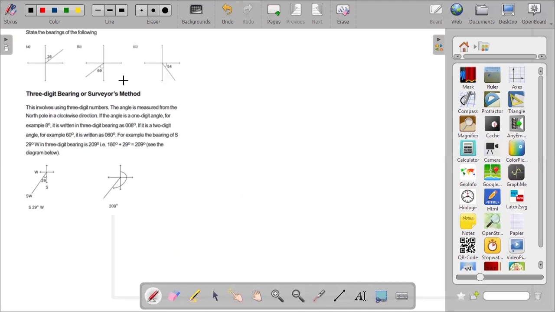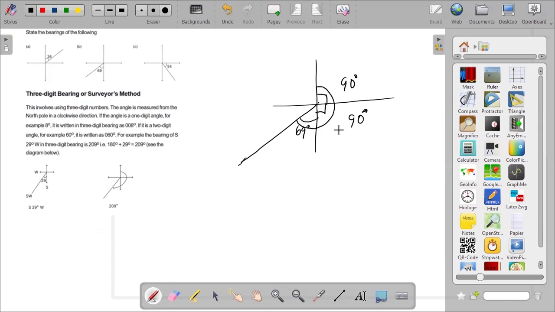Then the second one, question B, this angle here is 69 degrees. To report the bearing of this line using three digits, we measure all the way from the North Pole until we get to this line. And as such, the bearing of this line from the North Pole will be this angle 90 degrees, plus this angle 90 degrees, then plus this angle 69 degrees. Each of these quadrants is 90 degrees. So 90 plus 90 is 180. Then 180 plus 69 is 249. So the bearing of this line from the North Pole in three-digit bearing is 249.